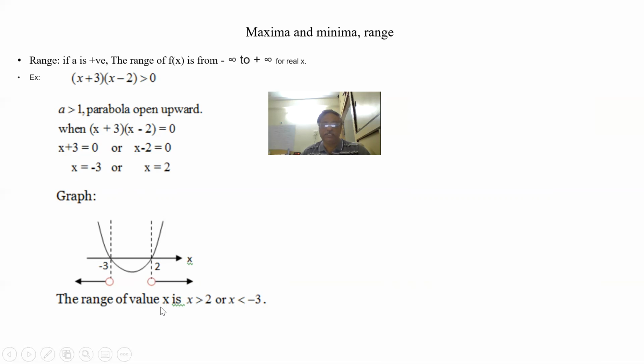The value of x ranges from minus infinity to plus infinity. If x is more than 2 or less than minus 3, y is positive. This is the range for which y is positive. The range for which y is negative is between 2 and minus 3, that is, minus 3 is less than x, less than 2. So the range for negative is this, and the range for positive is up to infinity on both sides.